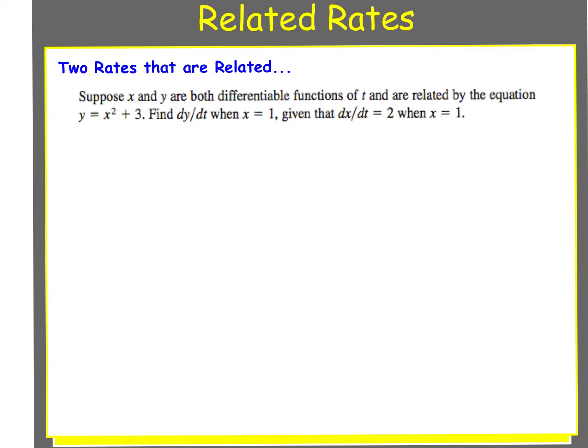Right, for those people that take notes this way, this is 2.6a, related rates. Two rates that are related. Josiah's going to read for us.